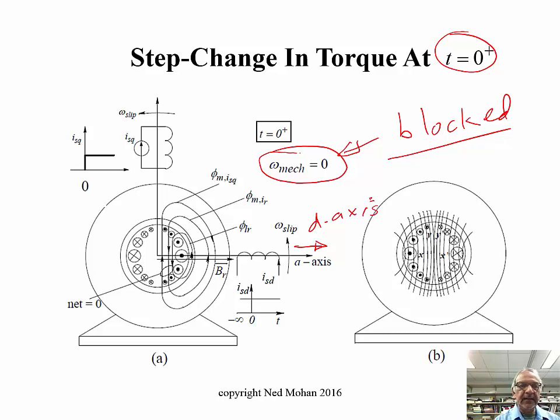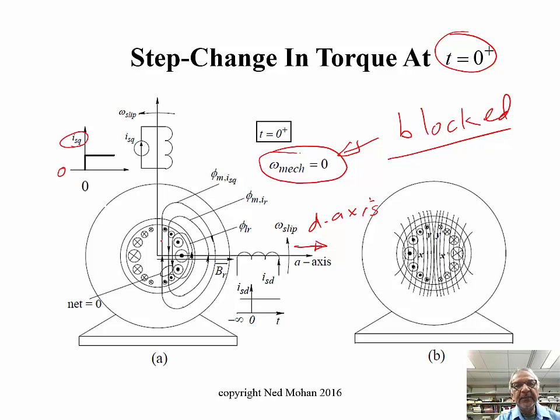Okay, and so suddenly at time t equal to 0, from 0 to a certain value, we apply ISQ here. And again, we are assuming that you can apply ISQ as a step without worrying about the leakage of the stator winding. Okay. So initially in the Q axis, this flux linkage was 0, right?